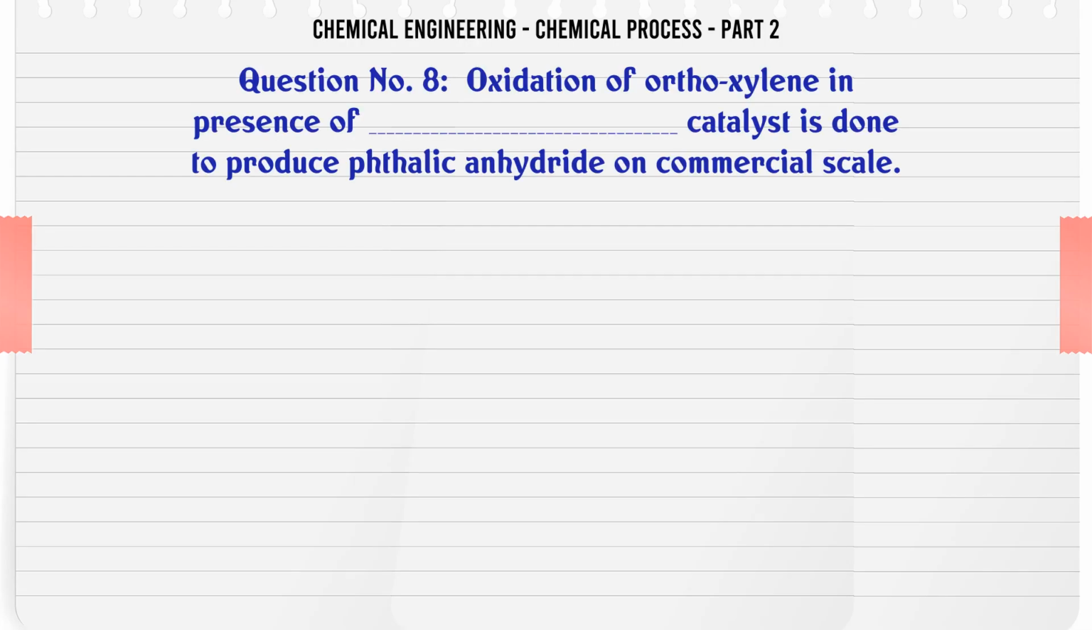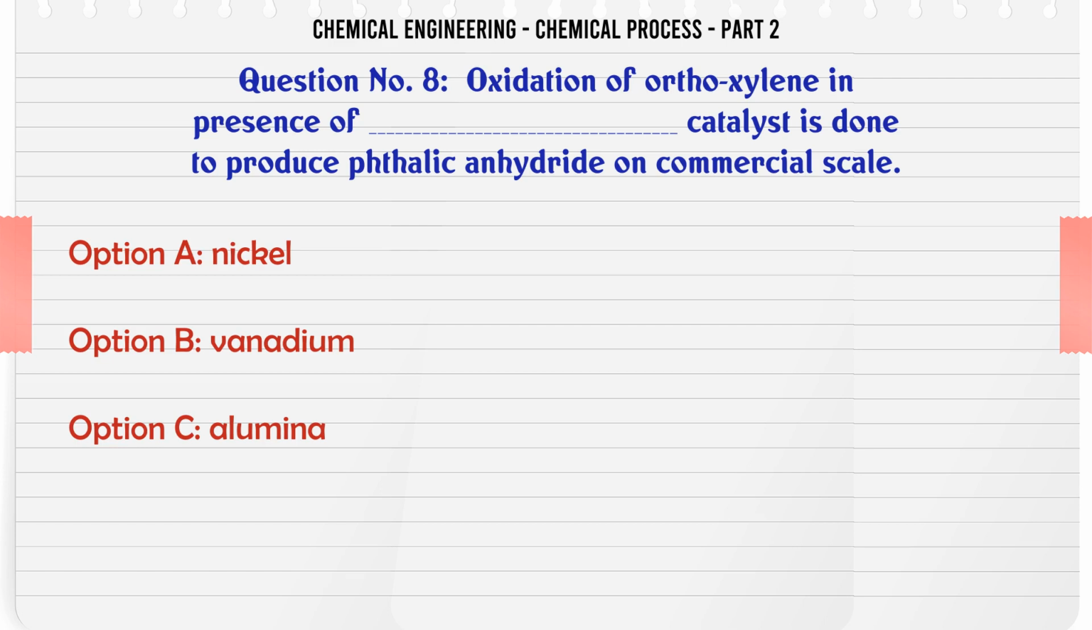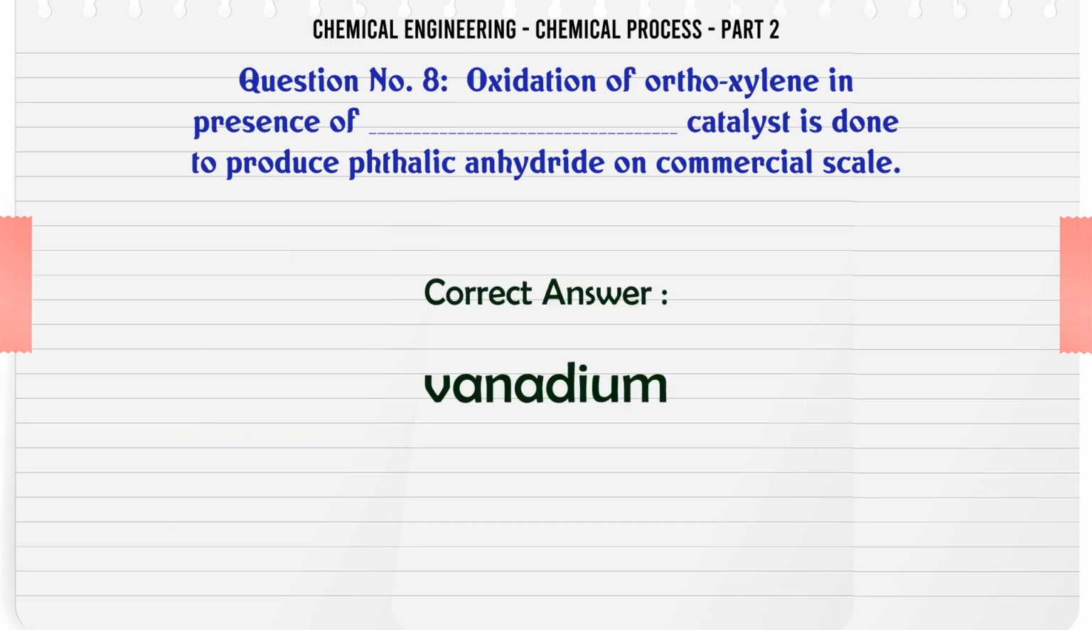Oxidation of ortho-xylene in presence of catalyst is done to produce phthalic anhydride on commercial scale. A. Nickel, B. Vanadium, C. Alumina, D. Iron. The correct answer is vanadium.